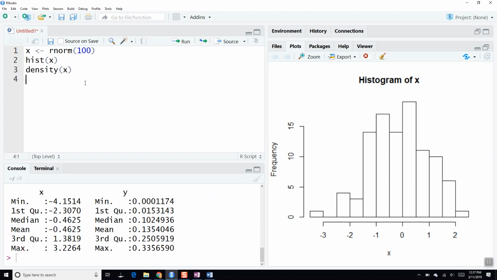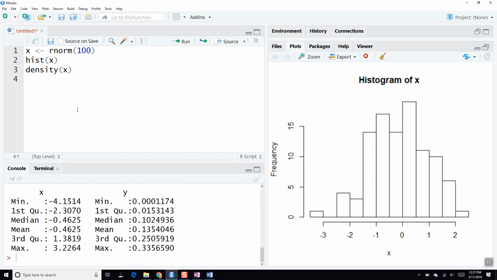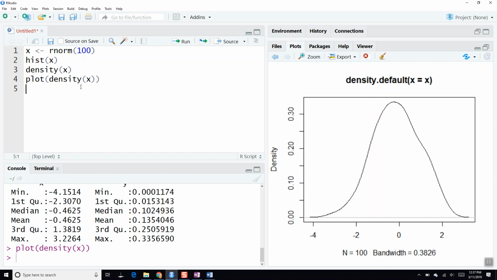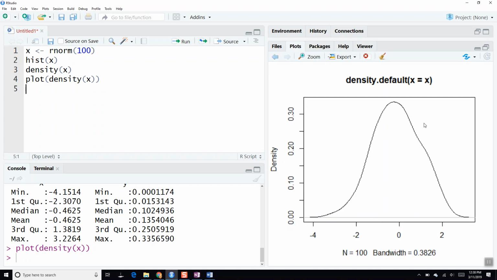Have you guys ever used the density function? And it prints something out like this. And then you can just ask, well, let's plot the density of x. Okay, and you get something that looks like this. All right, and so this is called a kernel density estimate. It's supposed to be a smoothed out version of our histogram, so it looks kind of like a probability distribution. Yeah. So this is our kernel density estimate.